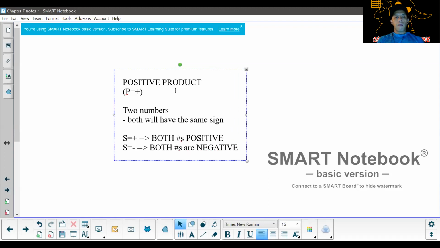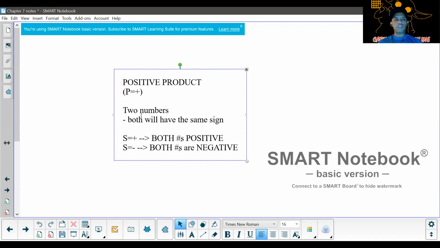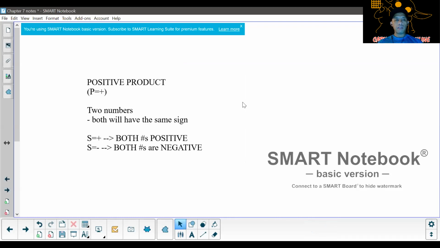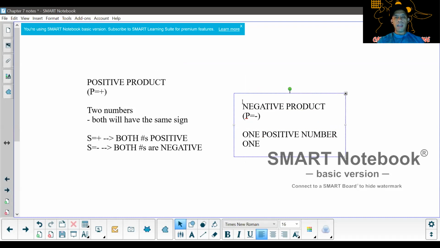Now when we're looking at a negative product, just open up another thing here. Feel free to just jot this down on the side of your notes. So when we have a negative product, that means the p in this case would be negative. That means that one of your numbers will be positive, so one positive number and one negative number. And when you're looking at whether it's a positive or negative sum, that's when you start playing around with the signs to see what pair of numbers will give you the sum there.